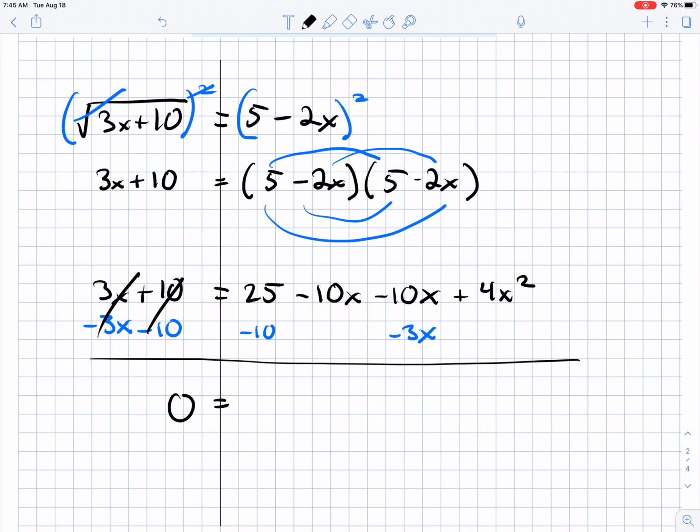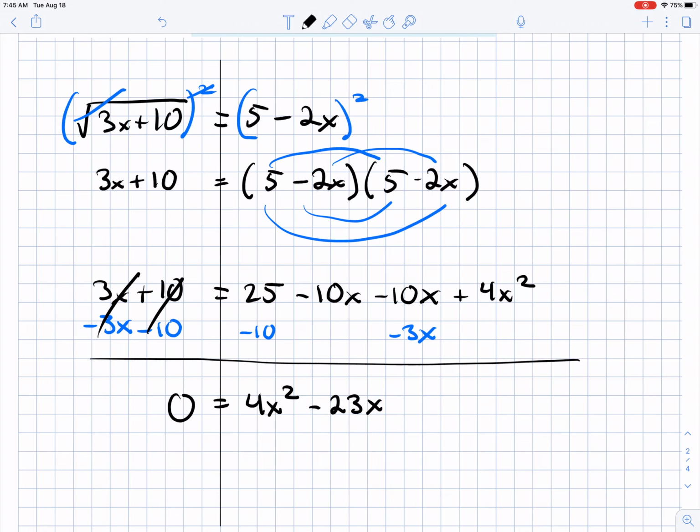25 minus 10 is what, 15? Actually, I'm going to rearrange the order. I want to do it in descending power order, so we're going to have this 4x squared. All right, so if we look at the degree 1 terms, we got negative 10 plus negative 10 plus negative 3. So negative 10 plus negative 10 is negative 20, plus a negative 3 is negative 23.